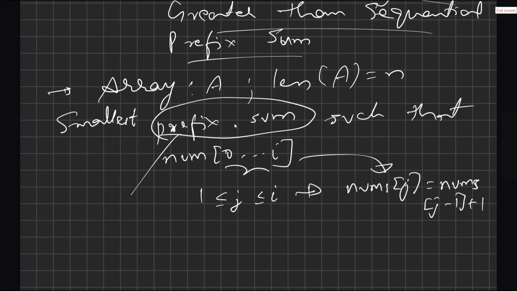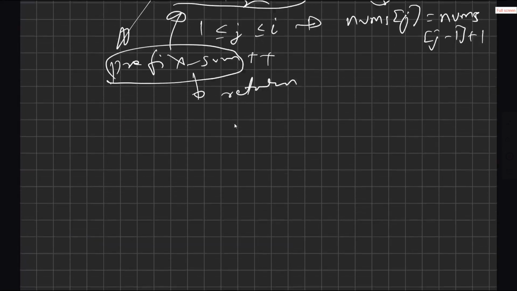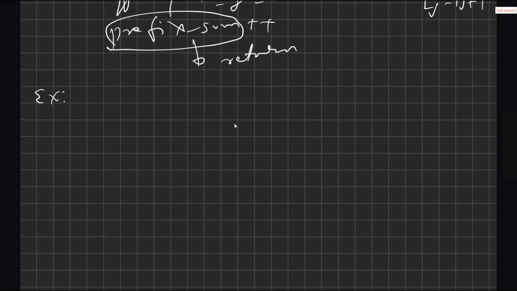Once you have that prefix sum, you need to check if it exists in the array or not. If it exists, then you take the next value, so you do prefix sum plus plus, and check again in nums whether it is there or not. If it is not present, then this is the smallest value that you need to return. So let's take some examples and you will definitely understand.